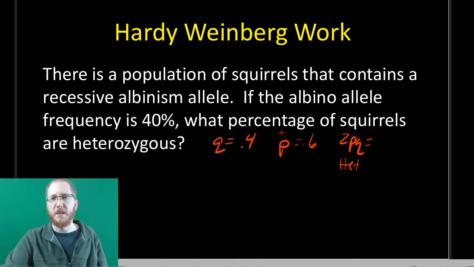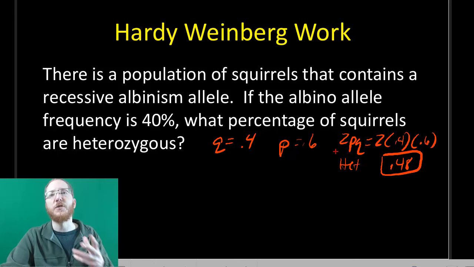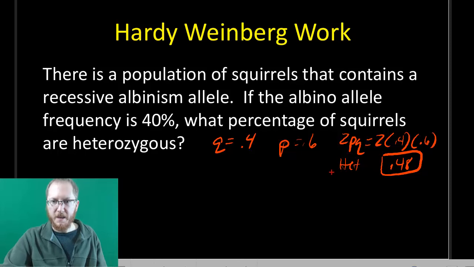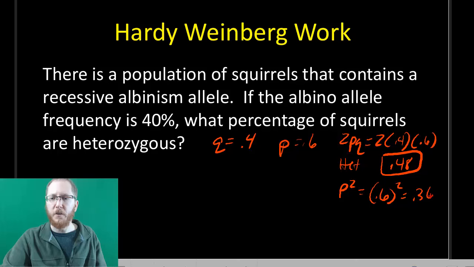So this will be just like the last problem we did. 2 times 0.4 times 0.6. So this will be 0.48 again. Now, if I'd asked you instead for how many individuals are homozygous dominant, you would just say, all right, in this case, homozygous dominant would be p squared. So you could just say, all right, that's going to be 0.6 squared, and that will be 0.36.